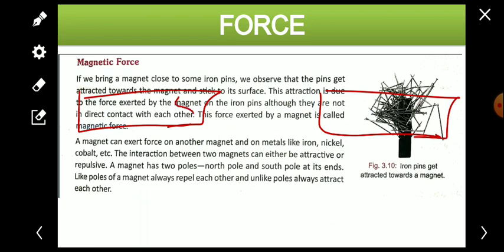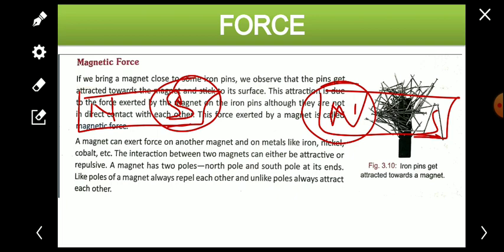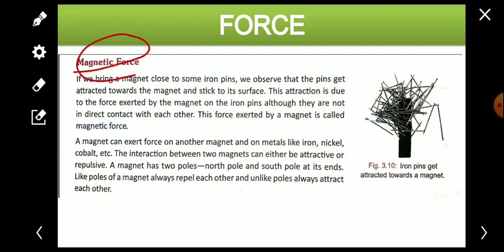But opposite poles, suppose south and north, here a south pole is there and here a north pole is there. It means opposite poles are there, and in this case they will attract each other. So we have understood that unlike poles attract each other and like poles repel each other. So we have got this about the magnetic force. You will revise it very well.